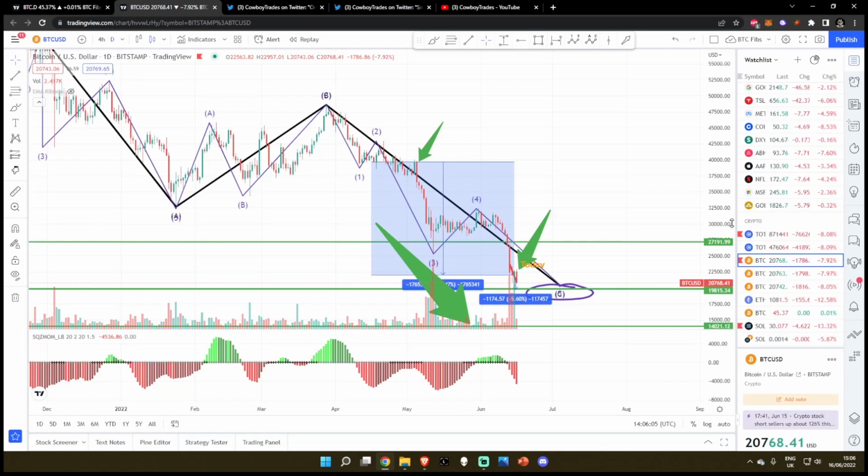I did talk about this on my Twitter, so I just wanted to make a quick update with what I see, what to expect next. So let's jump right into this now. This is going to be my only update for the day.